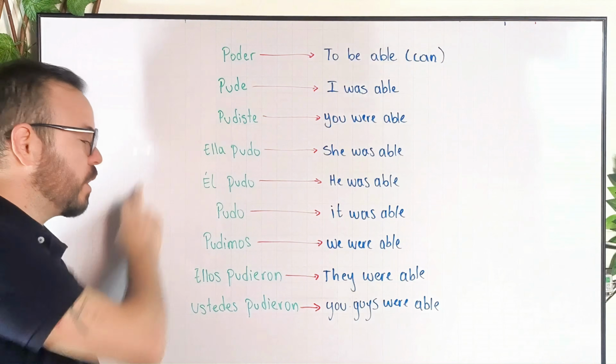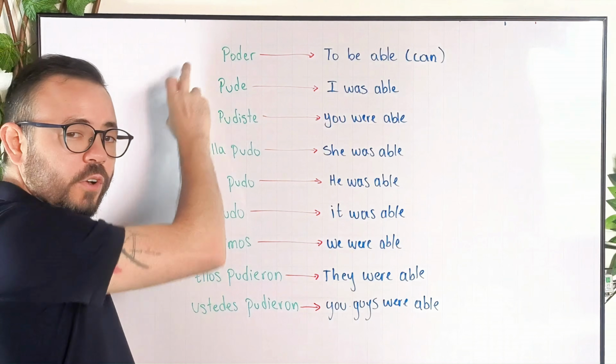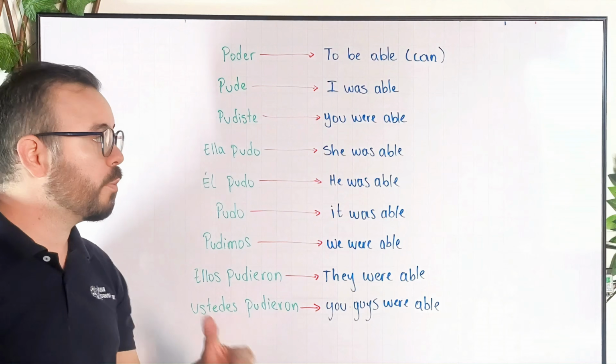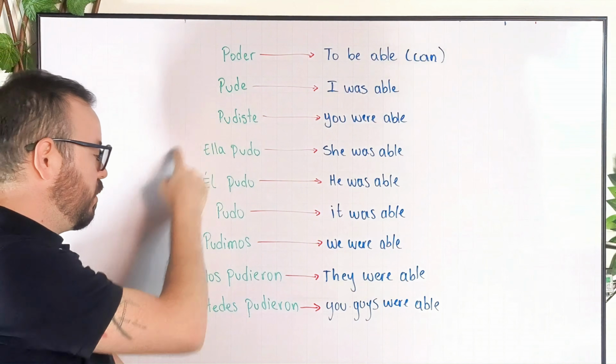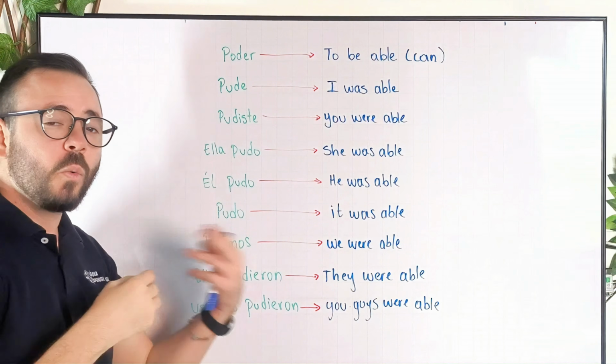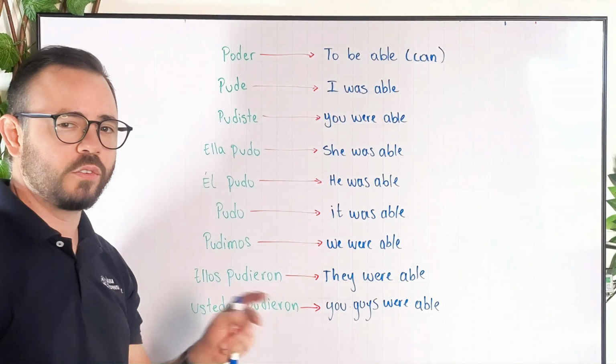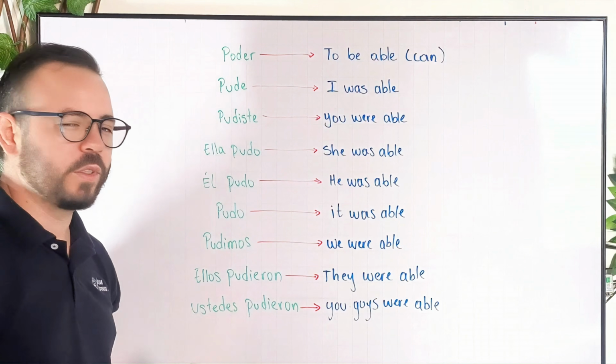But okay, these are the conjugations that we're going to be using for this verb in past tense. But if you guys remember, I told you that this pude or pudiste or any of these conjugations will have two different translations to English, okay? Now, let me just show you what I mean with that, okay?